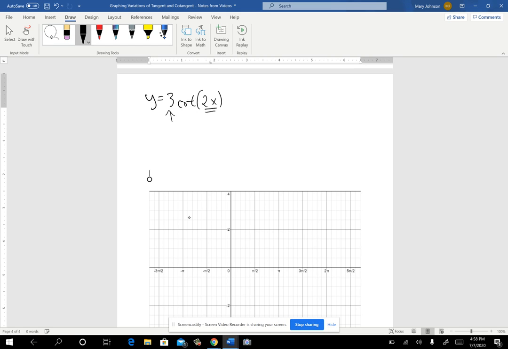And then inside here we have a b value. That's going to wind up affecting the period. With cotangent, that one wound up being a little different from tangent. It wound up being that everything happened between 0 and pi, like when we were trying to graph just cotangent x.